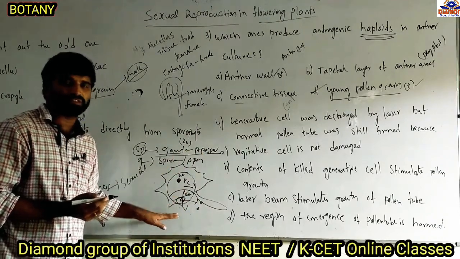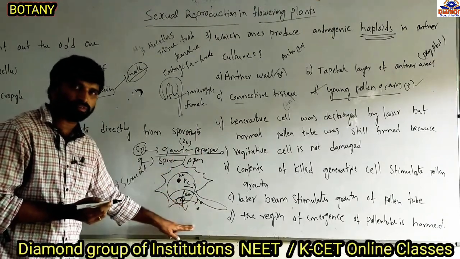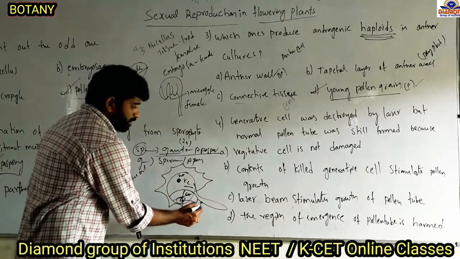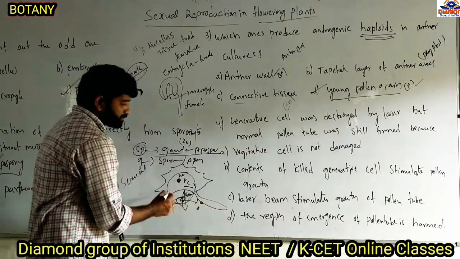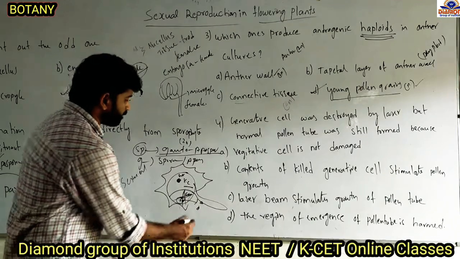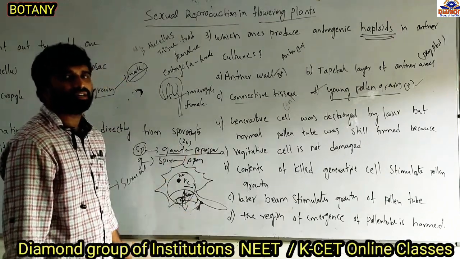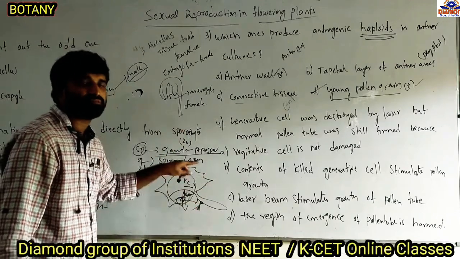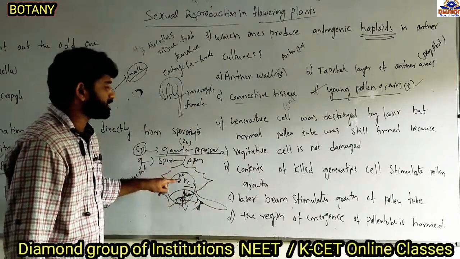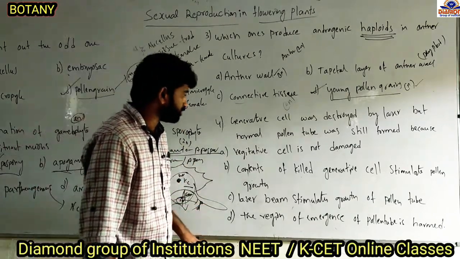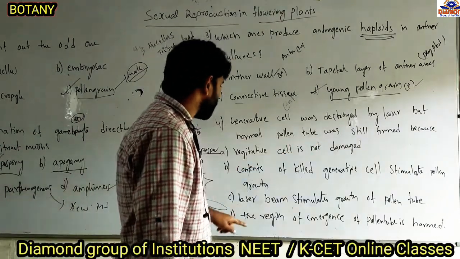It is also called triple fusion. Syngamy and triple fusion together are called double fertilization because of the involvement of two male gametes. Here we destroy the generative cell, which means the male gametes are not formed and so are not involved in fertilization. But the pollen tube is developed from the vegetative cell, because the vegetative cell is involved in the formation of the pollen tube. So the vegetative cell is not damaged.